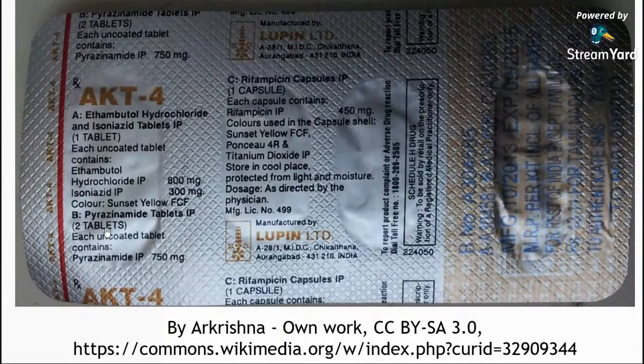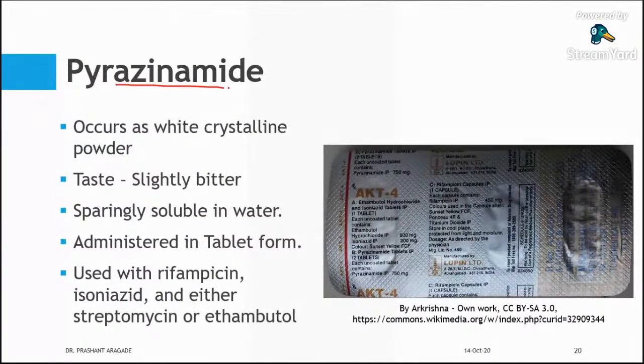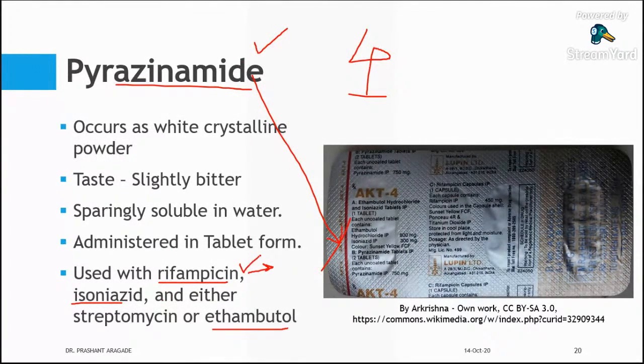So B contains two tablets of pyrazinamide, and the C part contains one capsule, and that capsule contains rifampicin. So ethambutol, isoniazid, pyrazinamide, and rifampicin are used in combination for the treatment of tuberculosis. Rifampicin is a capsule, isoniazid and ethambutol are in a tablet, and pyrazinamide is another tablet. So that's why it is AKT4. 4 means 4 drugs. Sometimes it is also combined with streptomycin, and at that time ethambutol is not used.